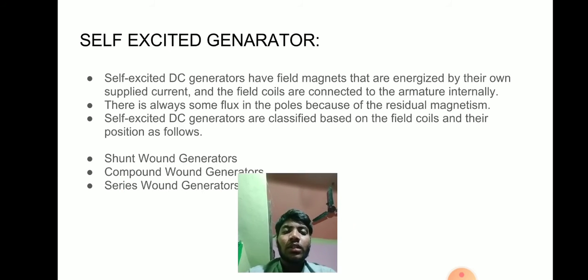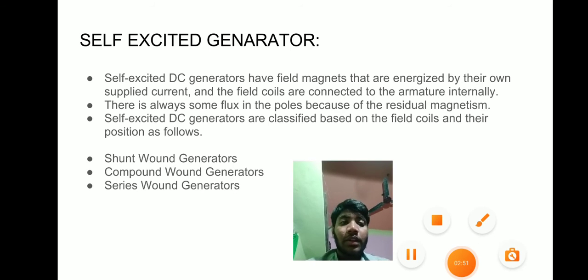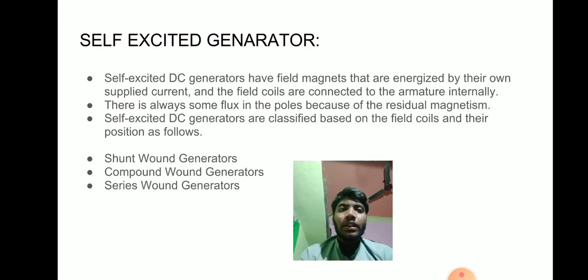the next type is the self-excited DC generator. Self-excited DC generators have field magnets that are energized by their own supplied current, and the field coils are connected to the armature internally. There is always some flux in the poles because of residual magnetism. As the armature rotates, some current is produced, and this small current flows through the field coils with the load, strengthening the pole flux. By increasing the pole flux, the EMF and the current increase, and the cumulative process continues until the excitation is sufficient.